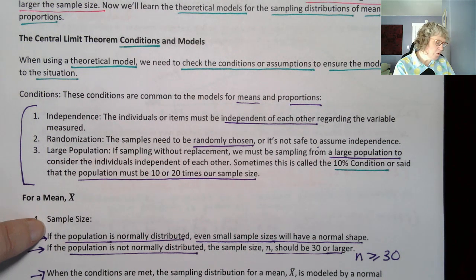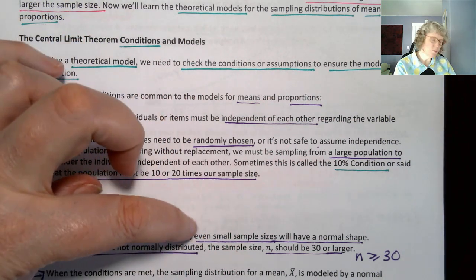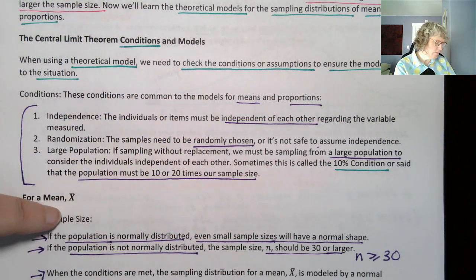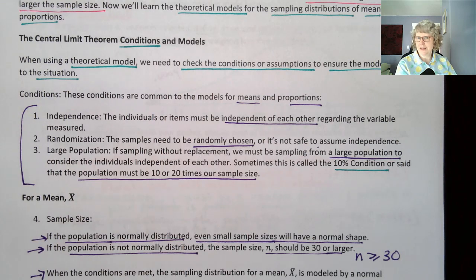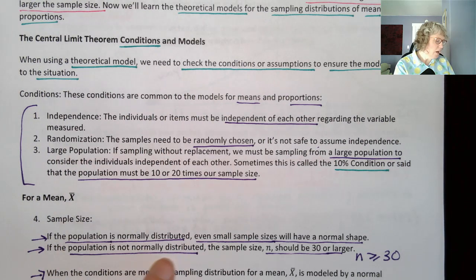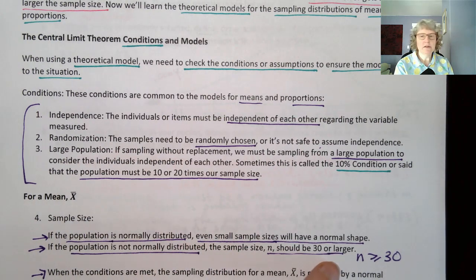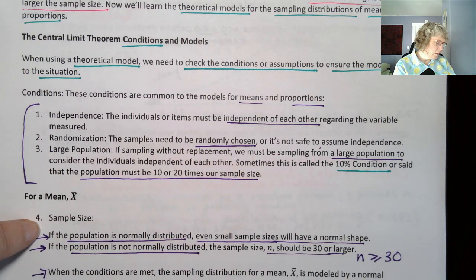So if they tell us the population is normally distributed, even small sample sizes will have a normal shape. Okay, and that is the case we have here. They told us the population of pennies is normally distributed. That's why we can get away with doing this with only 3. If the population is not normally distributed, though, then we have to sample at least 30 or more. Okay, so I'm going to write this first one. Our population is normal, so any sample size is fine.